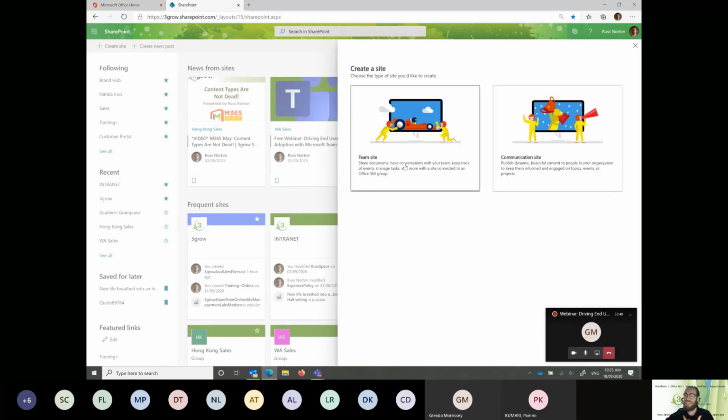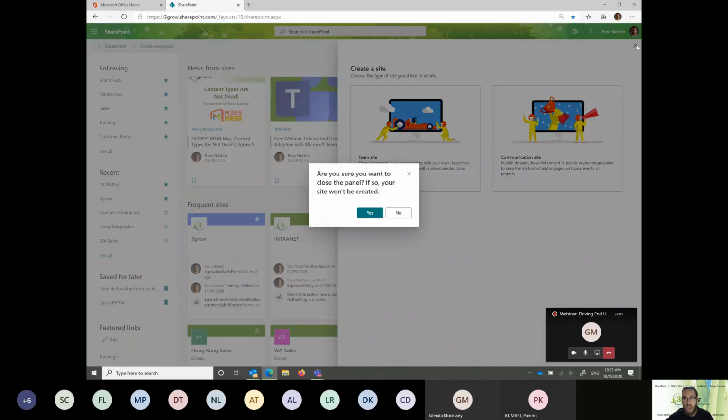So even if we don't actually need the Office 365 group, the Microsoft 365 group, we end up with one anyway because there's no option to create a team site without one. The only way to create a team site without an Office 365 group, a Microsoft 365 group attached, is to do that through the admin center, which is therefore only possible by the IT admins.